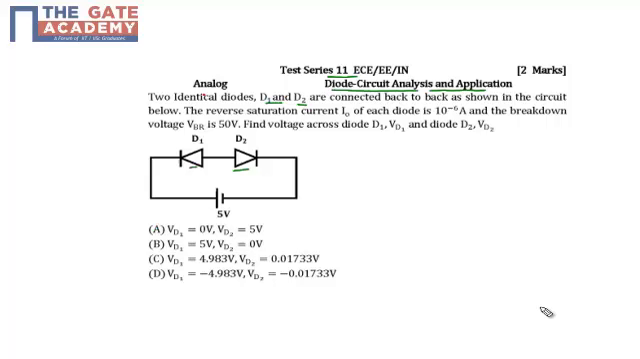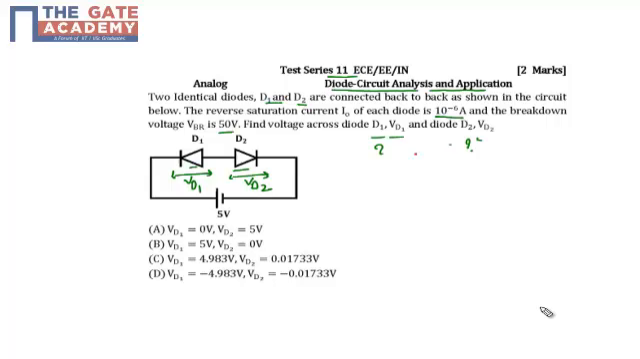The question further says that the reverse saturation current is I0 for each diode, which is equal to 10 raised to the power minus 6 ampere, and the breakdown voltage is 50 volt. We need to find the voltage across diode D1, defined as VD1, and across D2, defined as VD2.